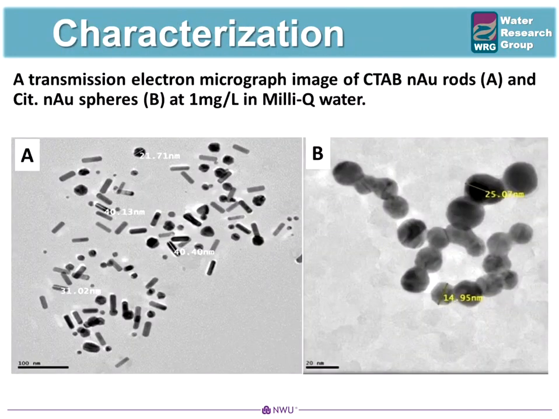The first step of the method was to characterize the nanogold. Here is a transmission electron micrograph image of the CTAB nanogold rods displayed on the left-hand side in image A, and the citrate nanogold spheres on the right-hand side in image B, at 1 milligram per liter in molecular water. One should take note that the CTAB nanogold rods were not consistent in shape, consisting of some nanogold particles of an irregular shape.